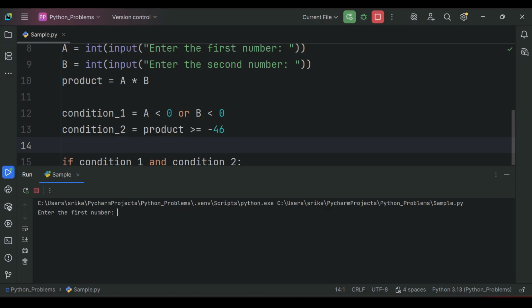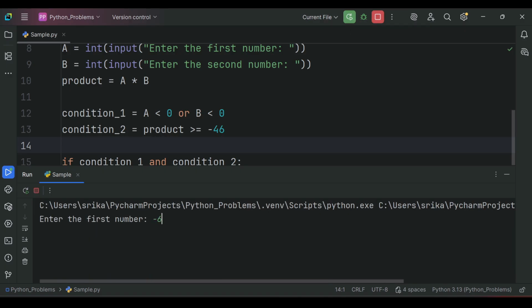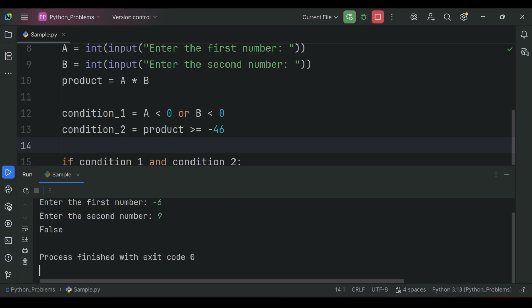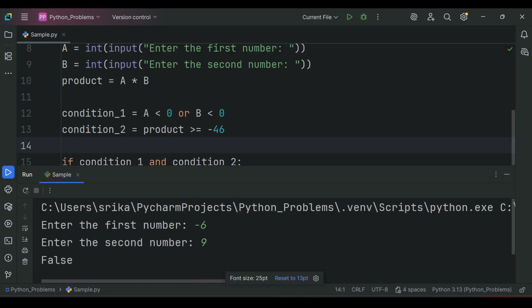Okay, now you'll see one more example. Here one number I am giving minus 6 and another number I am giving 9. See, it's false. Why? Because the first condition is true, since one number is negative. But the second condition is false. Why? Because 9 sixes are 54, so minus 54 will come. Minus 54 is the lesser number when compared to minus 46. That's why the second condition is false.